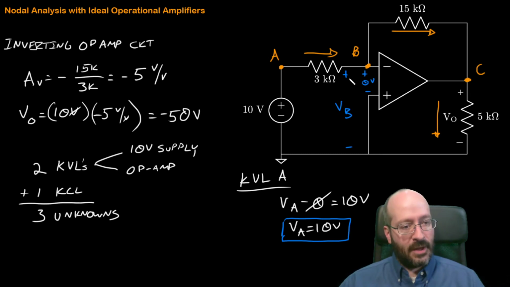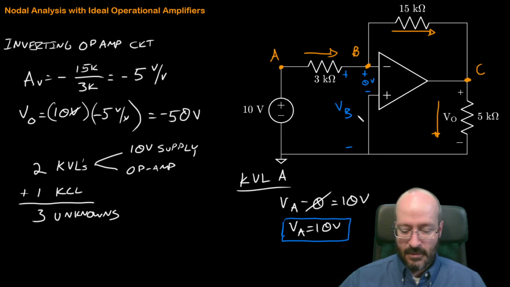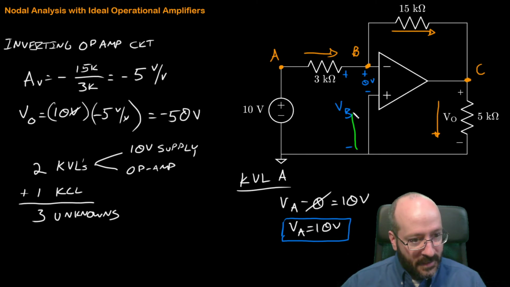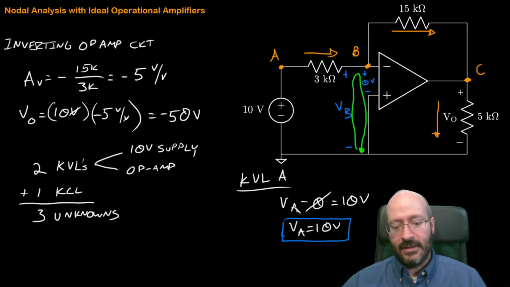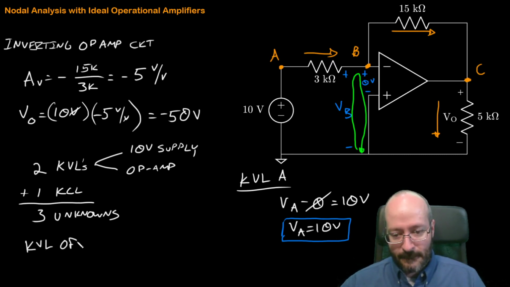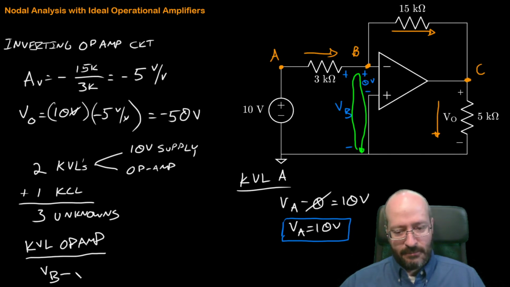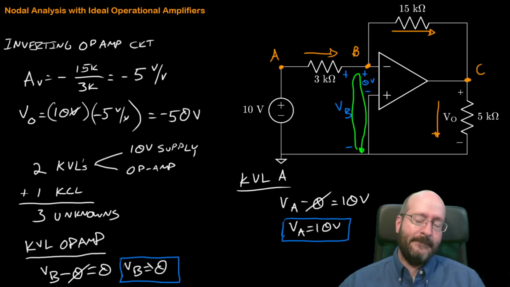So we write our KVL around this little loop here. We start here, we go up, we come back down. It's a very simple one. I can squeeze that in down here: KVL for the op amp. We go up VB, we go down 0, and we're back to where we started, so that's equal to 0. So we find that VB is equal to 0, and that's our equation.